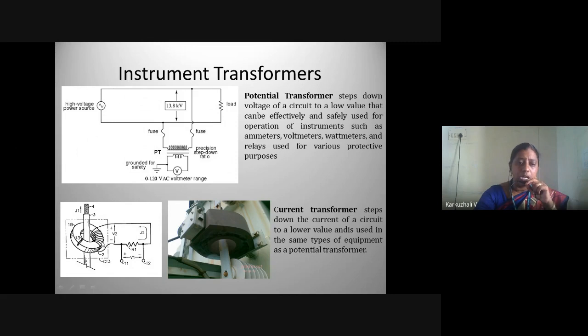Current transformers are generally circular in shape, and you can see this is the winding. The current transformer is spread across the winding. So here the current is being converted from one value to the other value. Okay. So these are the different types of transformers that are seen.